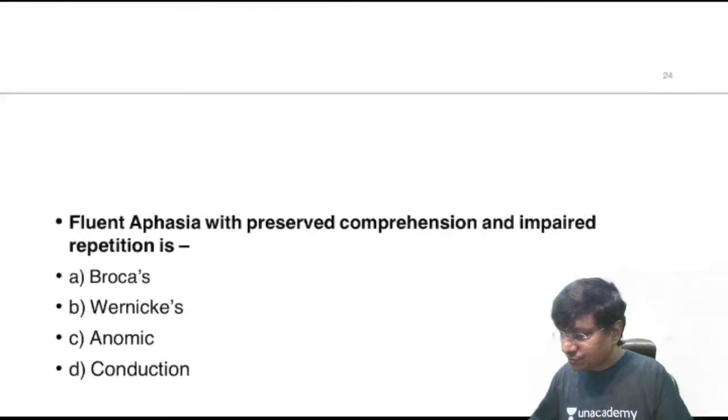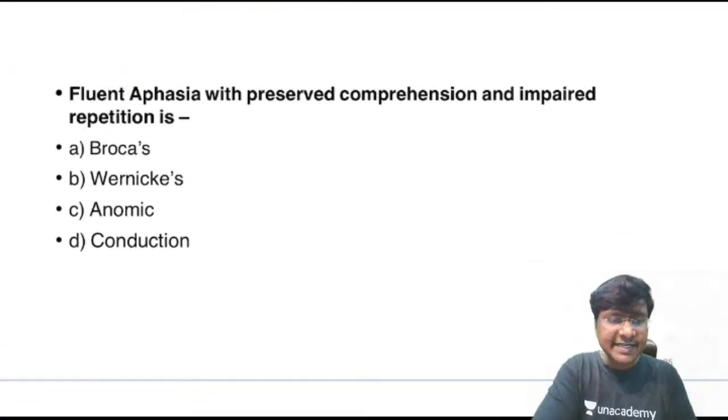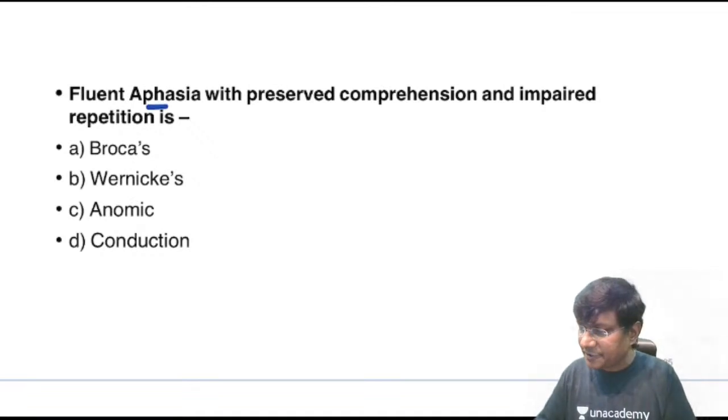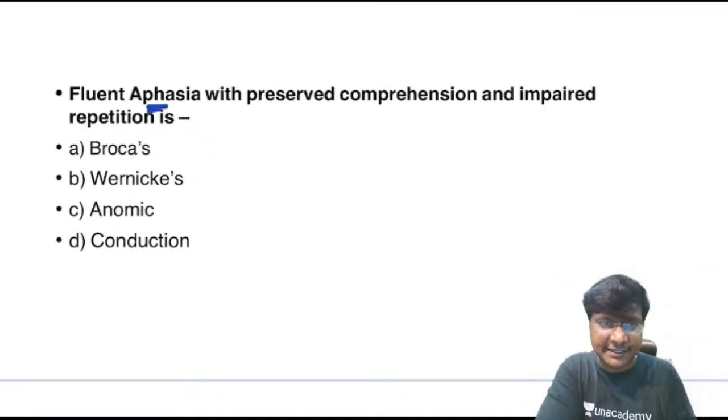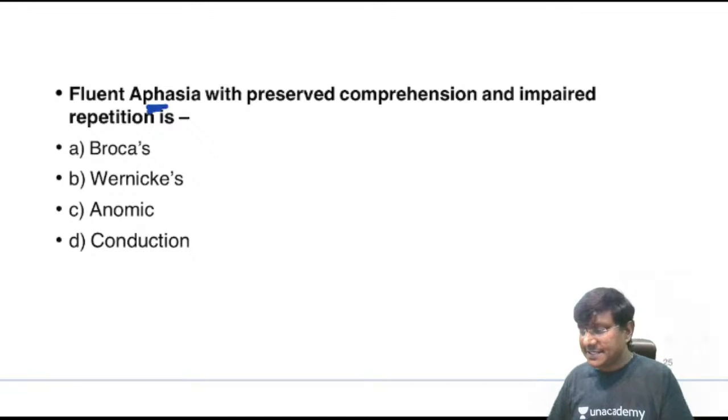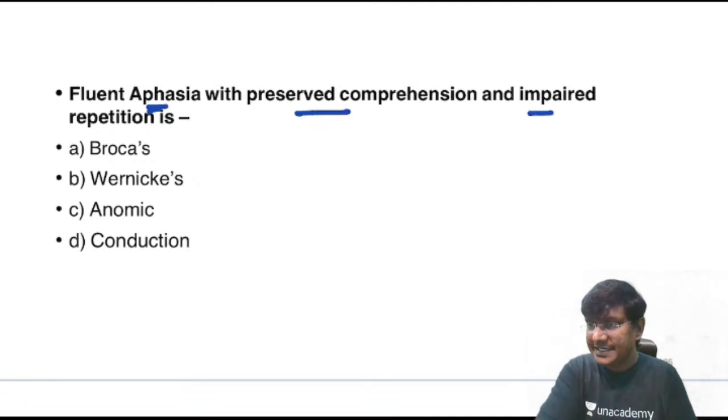Okay, right. So having said this, the next important topic which we will take up for quick revision is aphasia. Now please answer this. Fluent aphasia with preserved comprehension and impaired repetition is seen in. So the next topic for the quick revision will be aphasia.